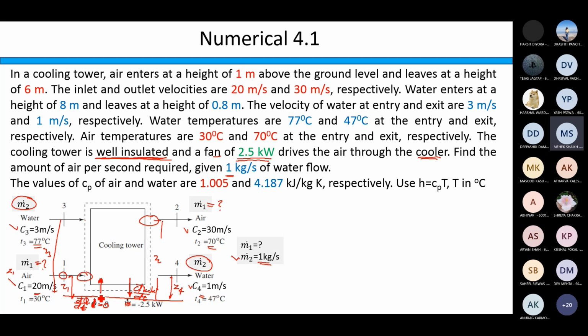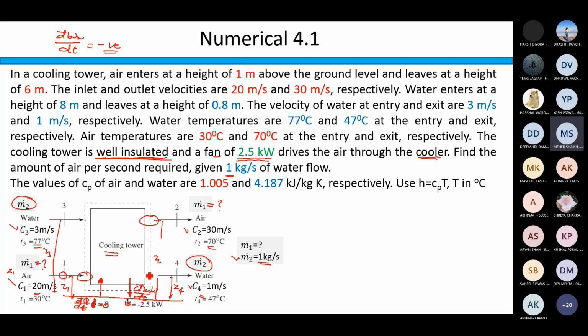Hello, are you getting it or not? So can you explain the fan part?